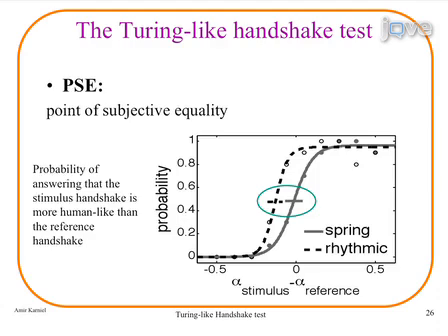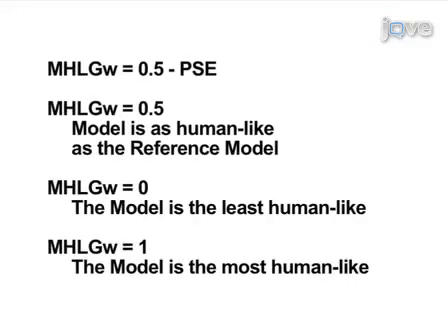The point of subjective equality, or PSE, is extracted from the 0.5 threshold level of the psychometric curve, indicating the difference between the alpha stimulus and alpha reference, for which the handshakes are perceived to be equally human-like. The model human likeness grade for the weighted human model protocol is calculated by subtracting the PSE from 0.5. The models that are perceived as the least or the most human-like possible yield model human likeness grade values of 0 or 1 respectively.